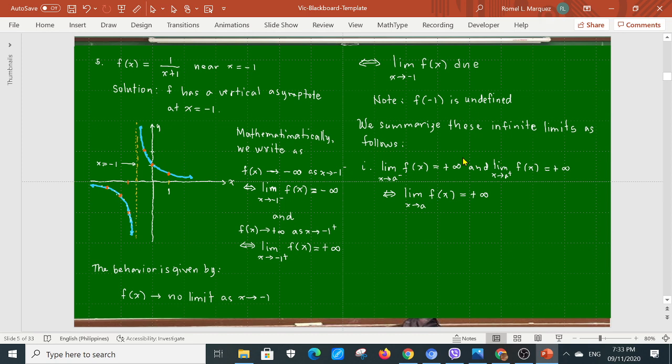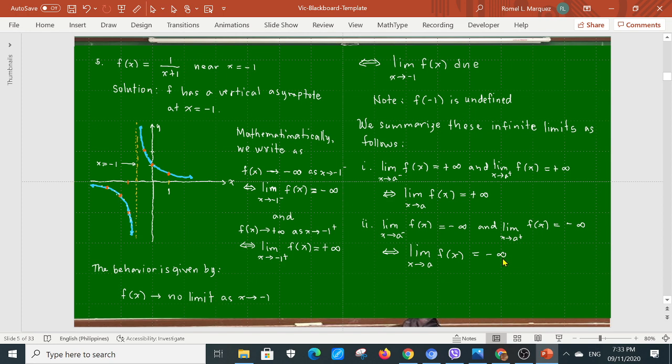These two collectively, if you have the same behavior from the left and from the right, I can simply write it like this. If I have two limits from the left and from the right, both with the same sign, negative infinity, I can also write that as one behavior. The limit as x approaches a from the right of f of x also happens to be negative infinity, so we can write this behavior equivalently as just one limit of f of x equals what, children?